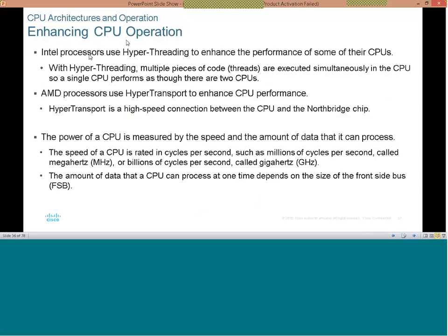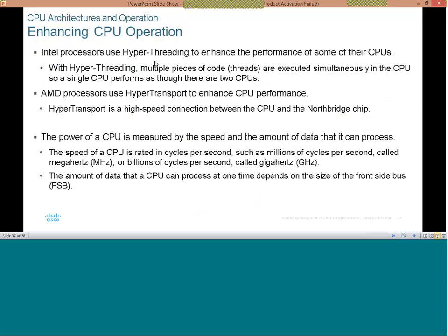Internal enhancing of CPU operation. Intel processors use hyper threading to enhance the performance of some of their CPUs. With hyper threading, multiple pieces of code are executed simultaneously in the CPU, so a single CPU performs as though there are two CPUs. So what we're saying is that the hyper threading technology helps the CPU to perform as though there are two CPUs, even when it is one. All is just to see that there's some kind of efficiency in the performance.